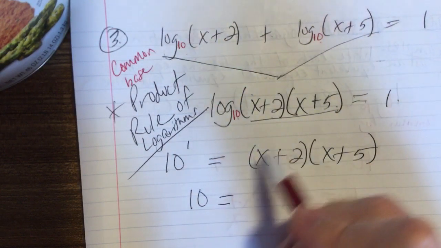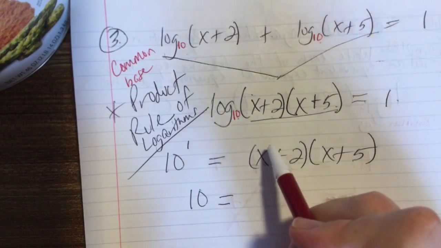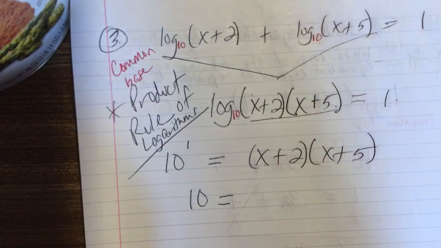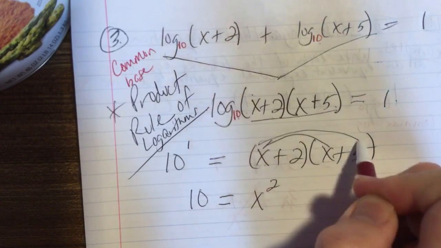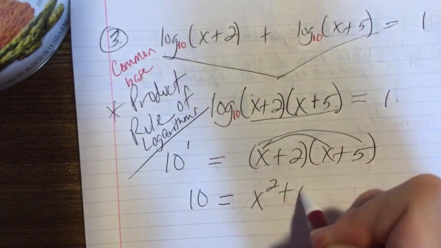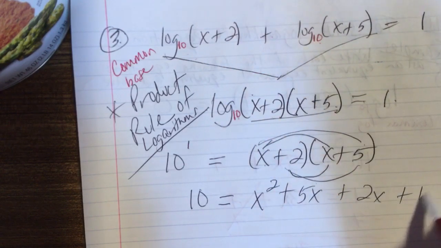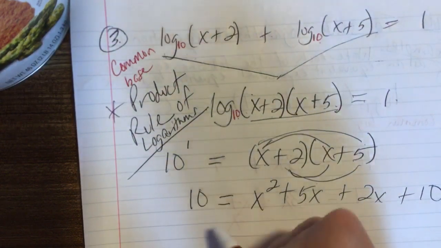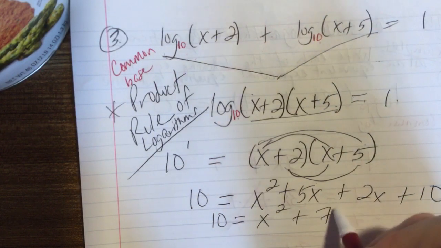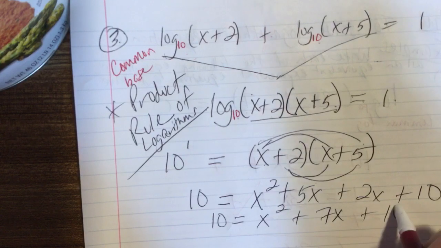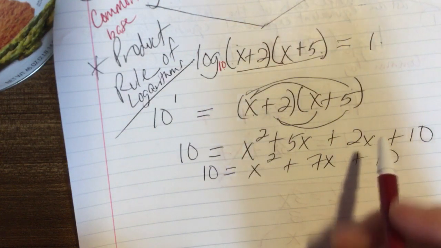Over here we're going to have to FOIL, double distribute, a binomial times a binomial. We're expecting our answer to be a trinomial. After double distribution: x times x, x squared; outer, 5 times x, plus 5x; inner is a 2x; and lastly a 10, plus 10. And then we're going to reduce the right side: x squared plus 7x, combining like terms, plus 10. We now have a quadratic equation that we have to solve.